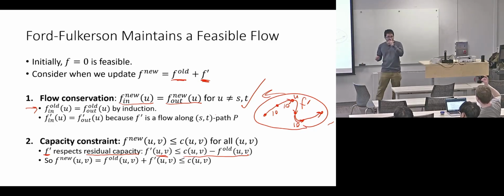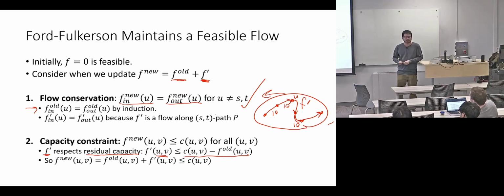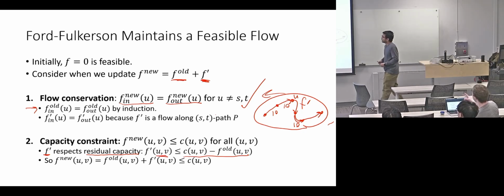Just really intuitive. Yeah. Sorry, can you explain the flow conservation proof? I understand why F prime and F old both maintain it, but can you explain again why, when combining them... Sure. Yeah, so the inflow of F new at U is just this plus this. And the outflow of F new is just the outflow of F old plus the outflow of F prime. So just add them up. Yeah.